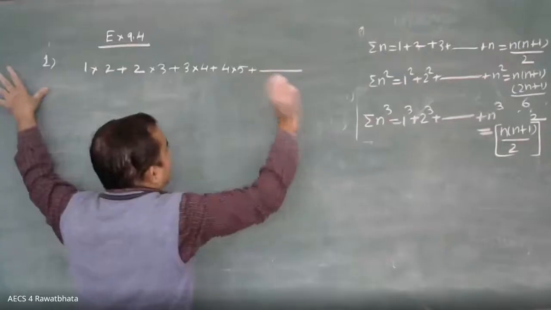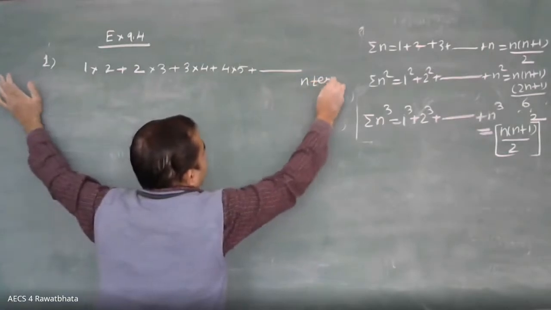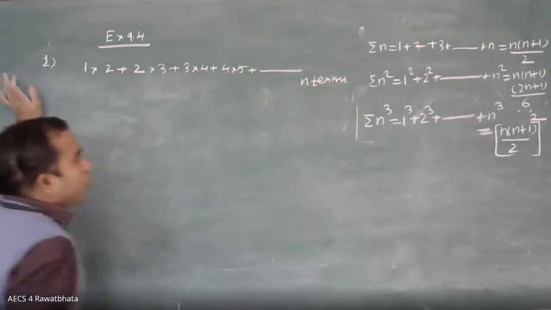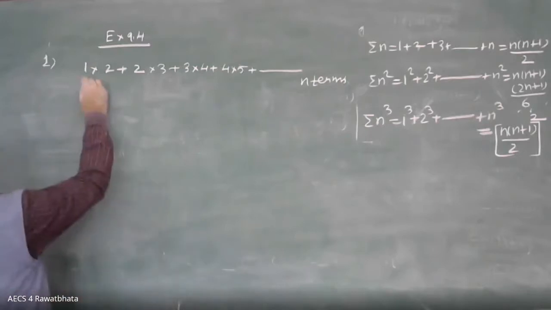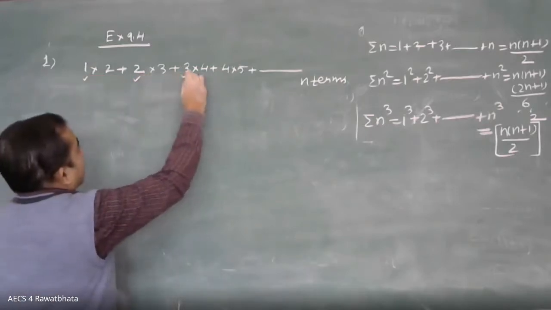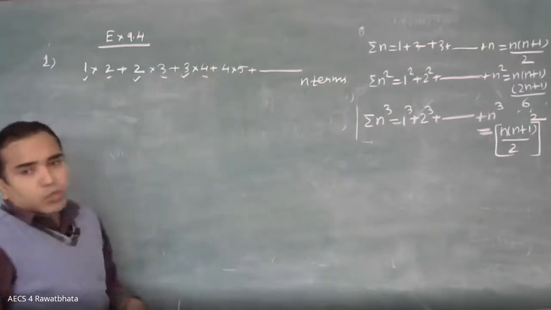1 into 2 plus 2 into 3 plus 3 into 4 plus 4 into 5 plus so on. There are n terms, it is also given. I have to find out the sum of the first n terms. In all the questions of this, it is a special series whose first factors form an AP and second factors are also forming an AP. So this is a special series.